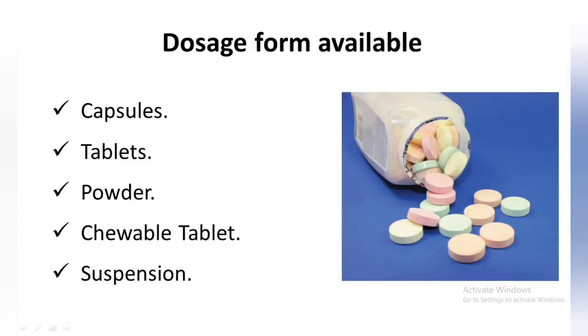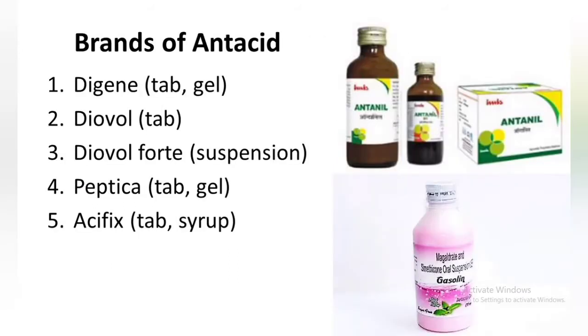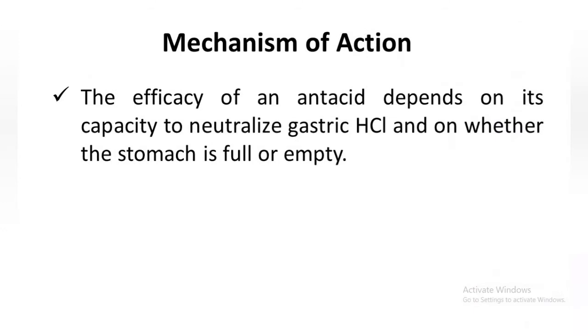Antacid is available in several dosage forms such as capsules, tablet, powder, chewable tablets and suspension. Some brands of antacid available in Indian market are Digene, available in tablet as well as gel form, Diovol in tablet form, Diovol Forte in suspension, Pepcid in tablet as well as in gel form, Acifix in tablet and syrup form. Mechanism of action of antacid.